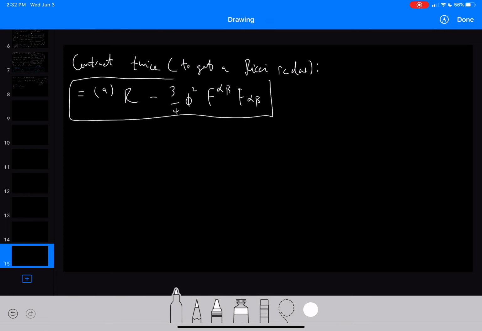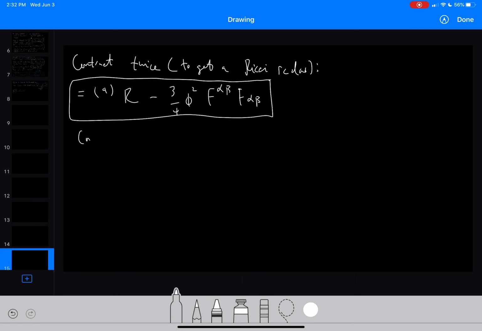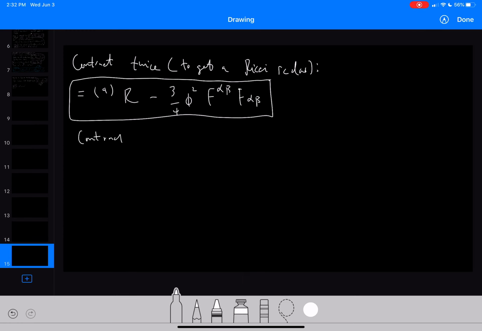I don't know why the box disappeared, but okay, that's fine. And for the left side, it's slightly more complicated because you have this 5D thing here. To contract the left side expression, what I'll do is contract in terms of the projection tensor. If you remember way back, maybe half an hour ago, we introduced the projection tensor, and now this is why.